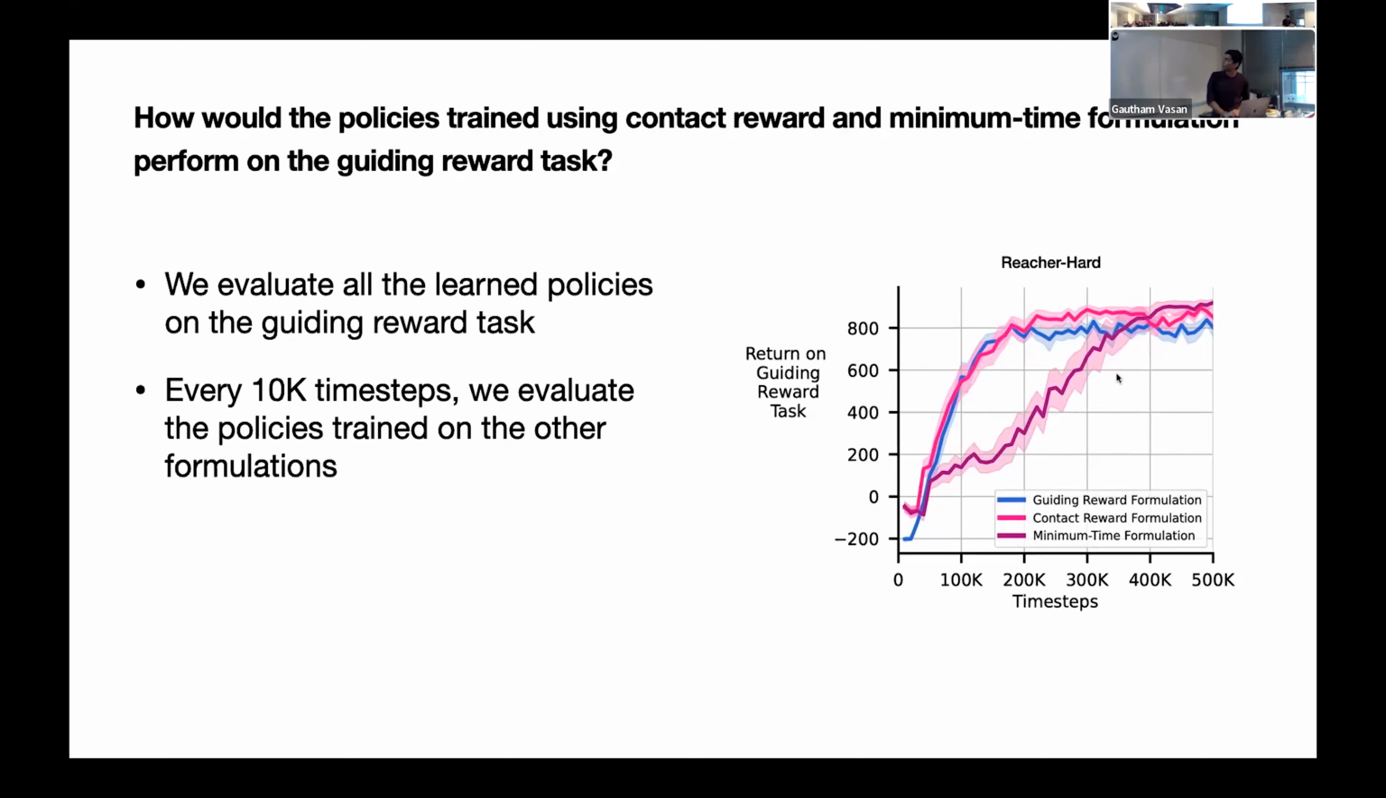Now if I add the minimum time formulation, it is not doing so well for about 400,000 time steps, but after that it's simply superior. This is a little concerning because this guiding reward learning curve is explicitly trained using those rewards, and we want to achieve the best possible performance in that domain. We're still not able to do that. Policies trained with a different objective are able to beat it here.